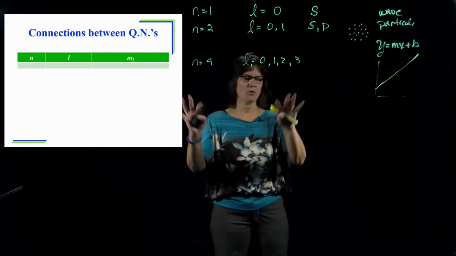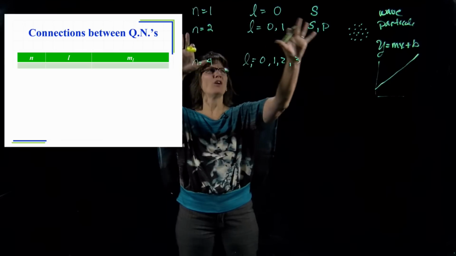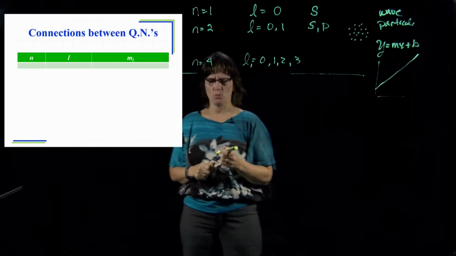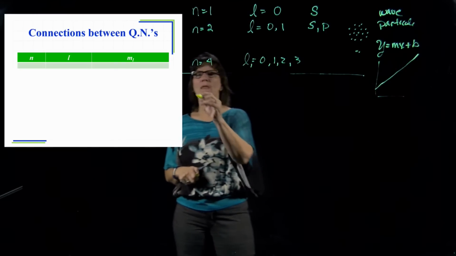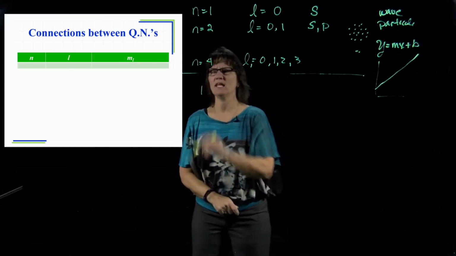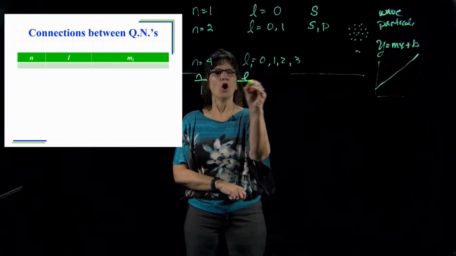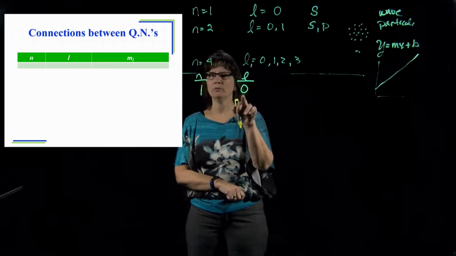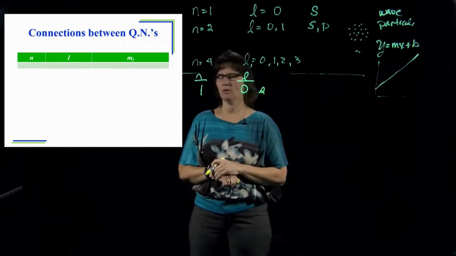You've got this sheet in there, but I'm going to do it right here on our screen. We've started it up here, but I'm going to revisit and redo this. All right, so the smallest value of N you can have is an N of 1. L is only 0 because it goes from 0 up to N minus 1. That is an S subshell.